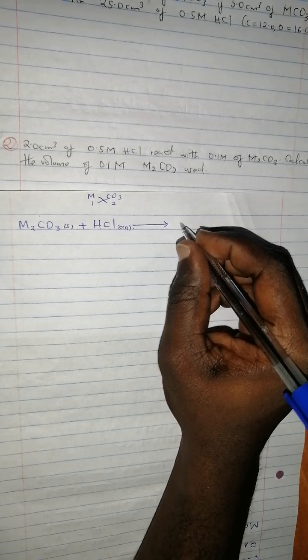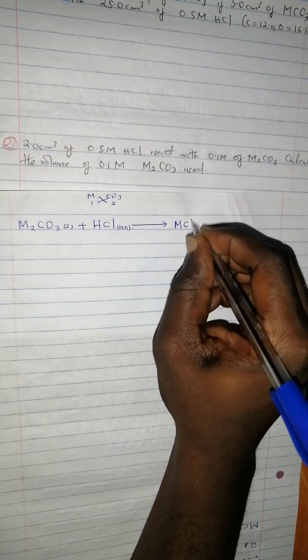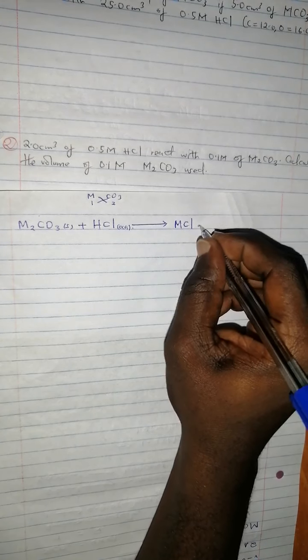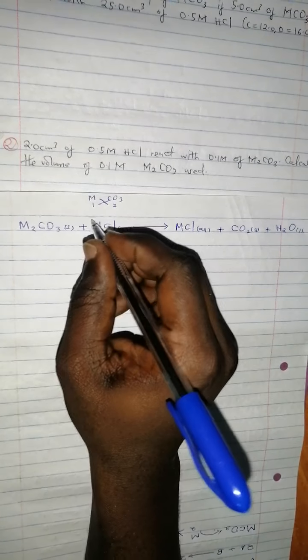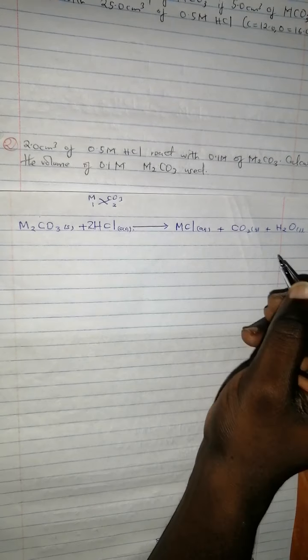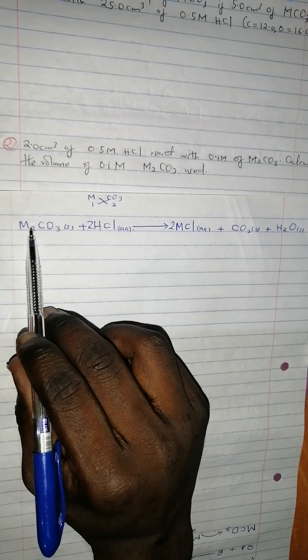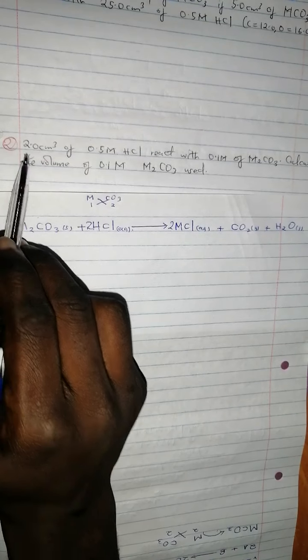Now, when I write the equation for the reaction, I'll have MCl as the salt, aqueous, plus carbon 4 oxide gas plus water. Now, if I try to balance it, I'll have 2 moles of the HCl reacting with 1 mole of the M carbonate to form 2 moles of the metal chloride and 1 mole of carbon 4 oxide and 1 mole of water being released. What am I told about these things?